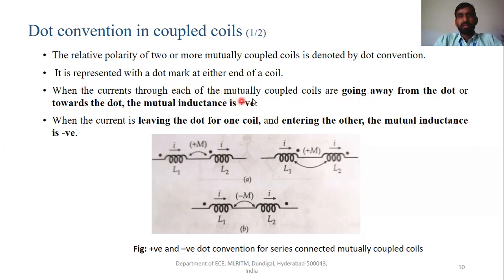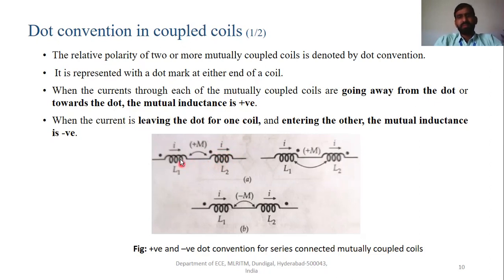So what I have stated here: when the currents through each of the mutually coupled coils, these two coils which are mutually coupled and connected in series, are going away from the dot. In the first coil the current is going away and in the second coil also the current is going away from the dot. That means the mutual inductance is positive over here.